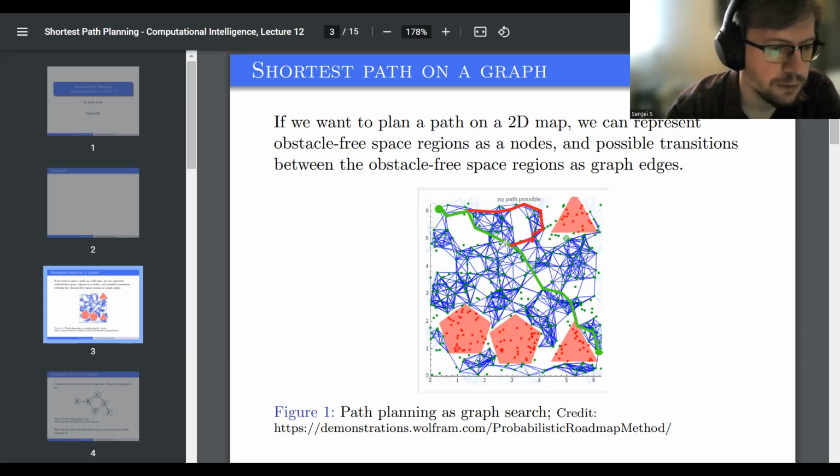All right. So the problem is how to find the shortest path on a graph, and that has been used in robotics extensively. It has been used in the 90s, and it is still being used now. So it's not a historical artifact. It's a modern tool.